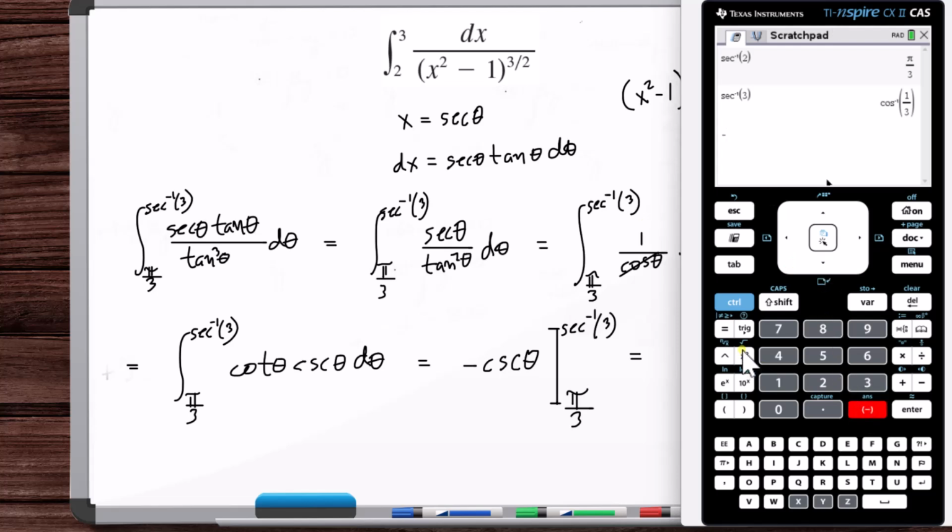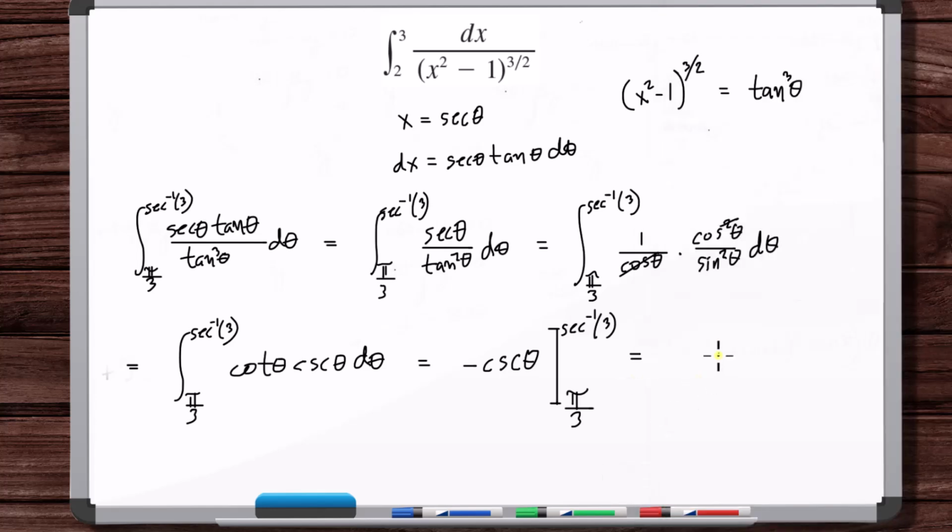Okay, so we have minus cosecant, and we want to put this in. Minus 3 root 2 over 4. Okay, minus cosecant pi over 3.